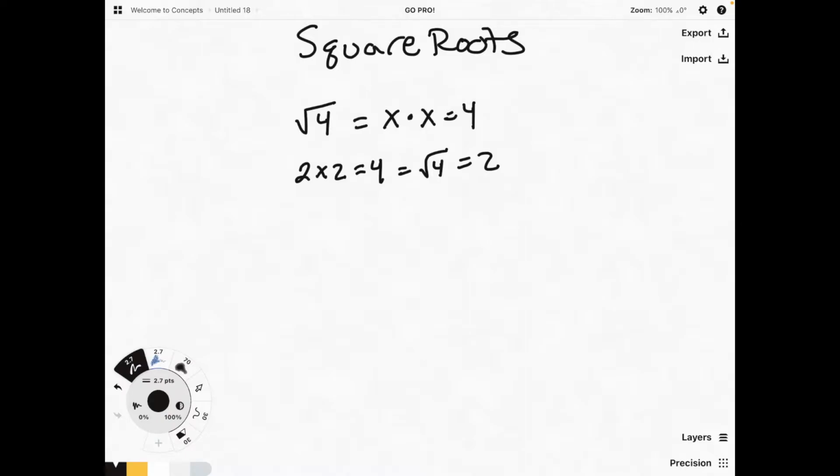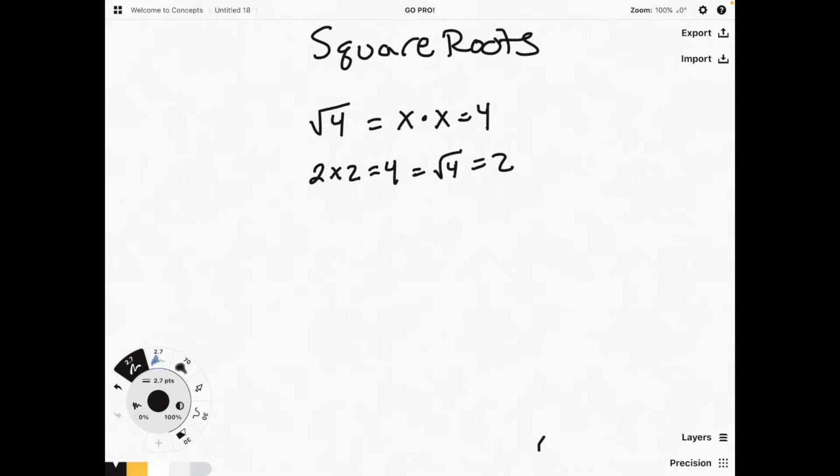We know that 4 is a perfect square because the values that create 4 do not have any fractions or decimal places. That being, the answer is not 2 1/2 or 2.22. 4 is a perfect square because the value is a whole number of 2.